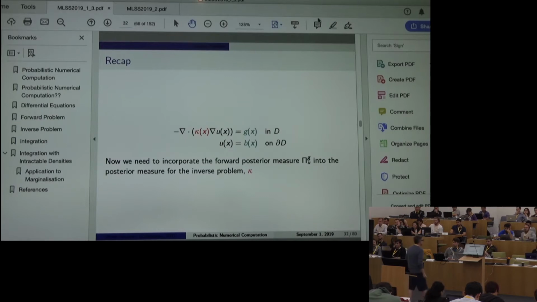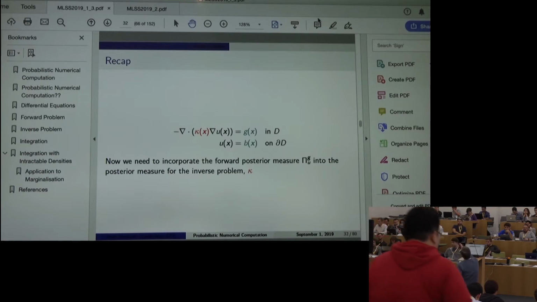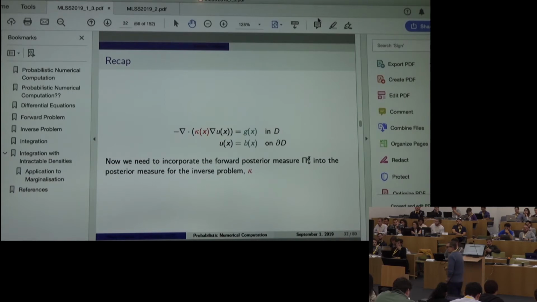Now what we want to do is to fully solve the problem by solving the inverse problem and inferring the values of kappa that are supported by the observations that we have made. Now the key thing here, as I said, is that we have the forward posterior measure, pi of u conditioned on g, and we can incorporate this in the way that we solve the inverse problem.